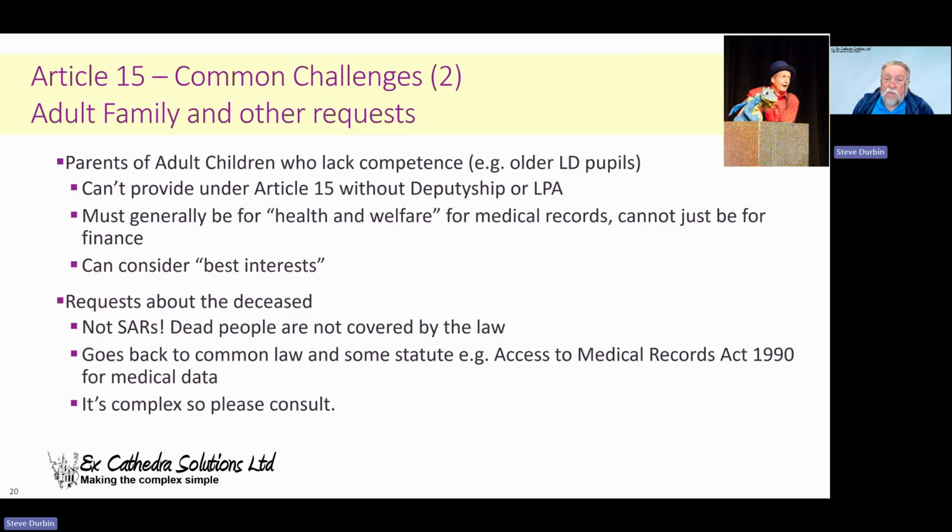Okay, we can consider the child's best interests. Now obviously you're skating on fairly thin ice here. Okay, so you have to be very clear what the child's best interests are and what you're releasing under. That's part of the reason you need a DPO to advise you on this.